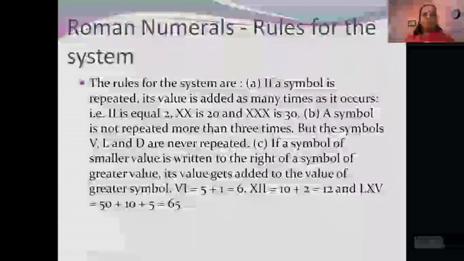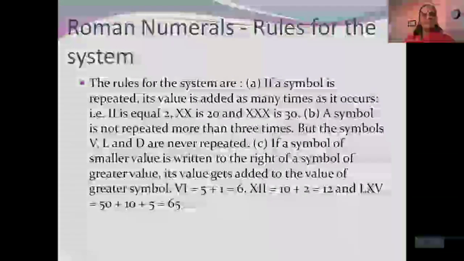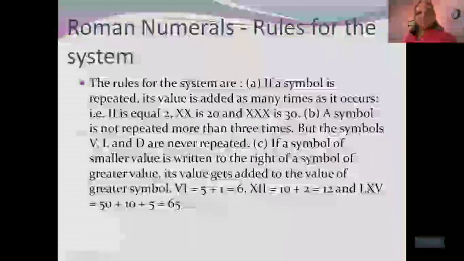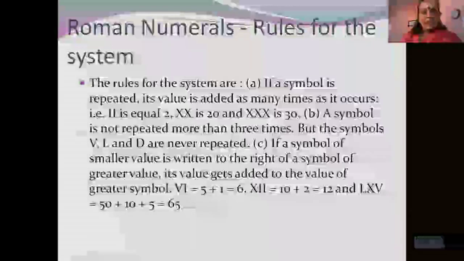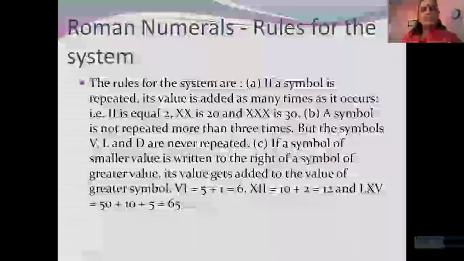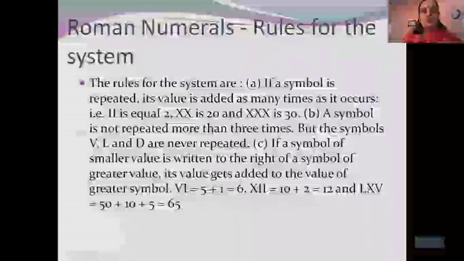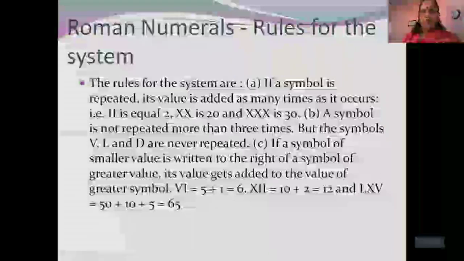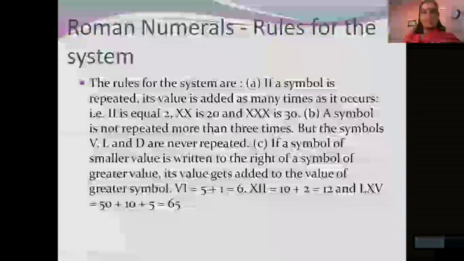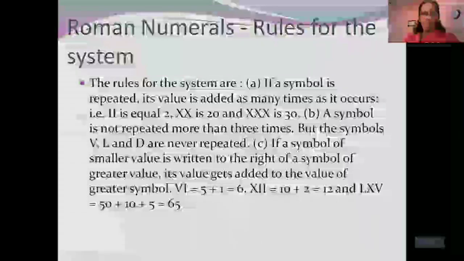The rules for the system. If a symbol is repeated, its value is added as many times as it occurs. That is, if you write 2 lines, it is equal to 2. XX is 20. XXX is 30. A symbol is not repeated more than 3 times. The symbols V, L, and D are never repeated.